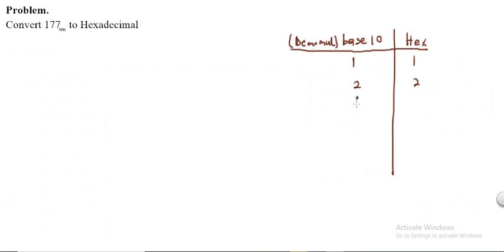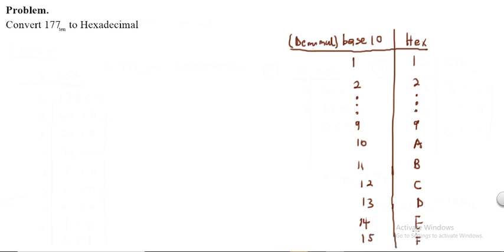This is consistent till you get to 9. So every number from 1 to 9 is the same thing for both of them. But when you have 10 in base 10, in hexadecimal, that's A. If you have 11 in base 10, in hexadecimal, that's B. If you have 12, that's C. If you have 13, that's D. If you have 14, that's E. If you have 15 in base 10, in hexadecimal, that's F. So F is the last one.